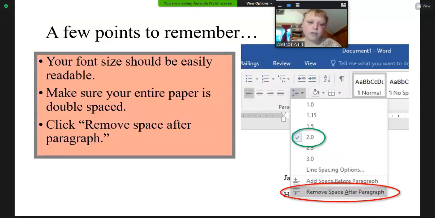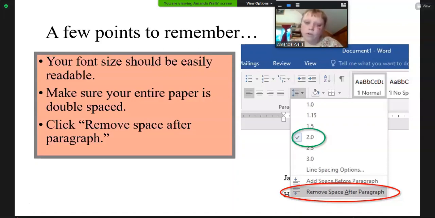The font size, they're not too particular in APA for their font size. They just want it to be easily readable. Most people pick like a 12 point, but depending upon what font you use, you can use 11 point or even 10 point if it's a readable font. Just make sure it's easily readable.